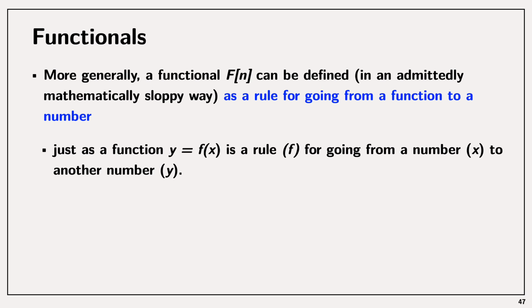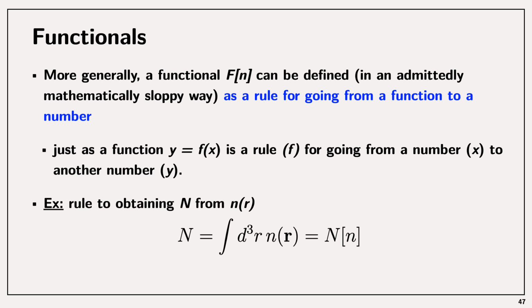you are used to this other notation, which is just the normal parentheses, f of x, x being a variable, like a position, for example. f is a rule to go from a number to another number. An example of a functional would be the number of electrons, which is obtained by integrating the density over the entire space. In that case, we say that that number is a functional of the density. We can change the density and then calculate the number that we are going to have. That's a very simple example of a functional.